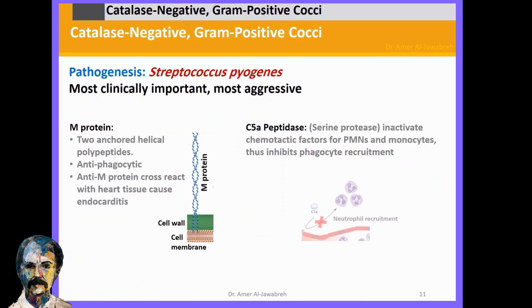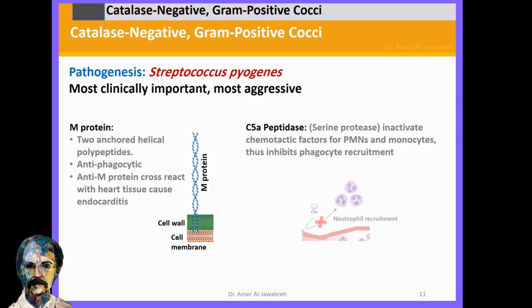M protein is a helically coiled polypeptide, intertwined polypeptides, and they are anchored in the cell membrane and the cell wall, so they do not detach. So this M protein is antiphagocytic. Anti-M protein cross-reacts with heart tissue, causing endocarditis.